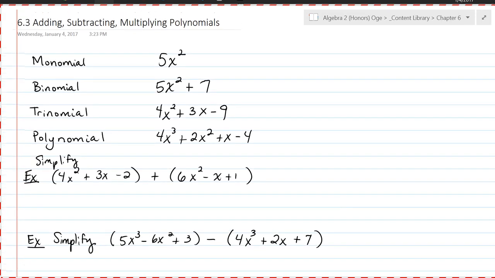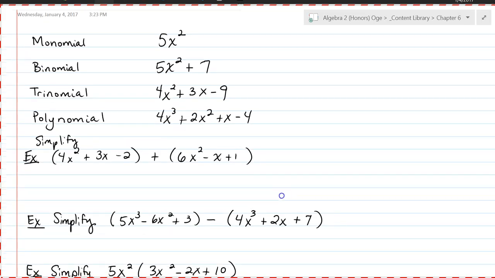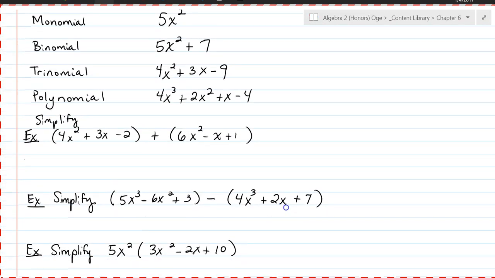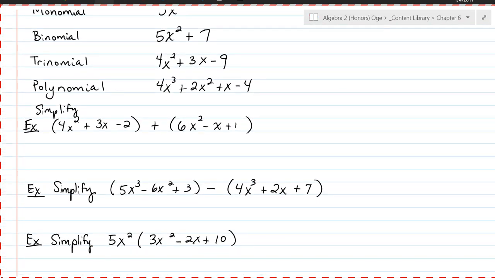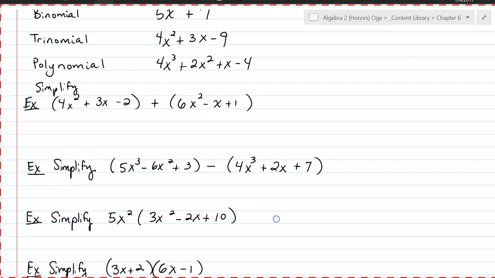So what we're going to do today, or this evening, is we're going to talk about how do we add, subtract, and multiply polynomials together. So we need to remember that we only add like terms, and that when we multiply powers that have the same base, we keep the base and we add the exponents. So the first thing we're going to do is we're going to add these two polynomials together. They're actually trinomials. 4x squared plus 3x minus 2 plus 6x squared minus x plus 1.